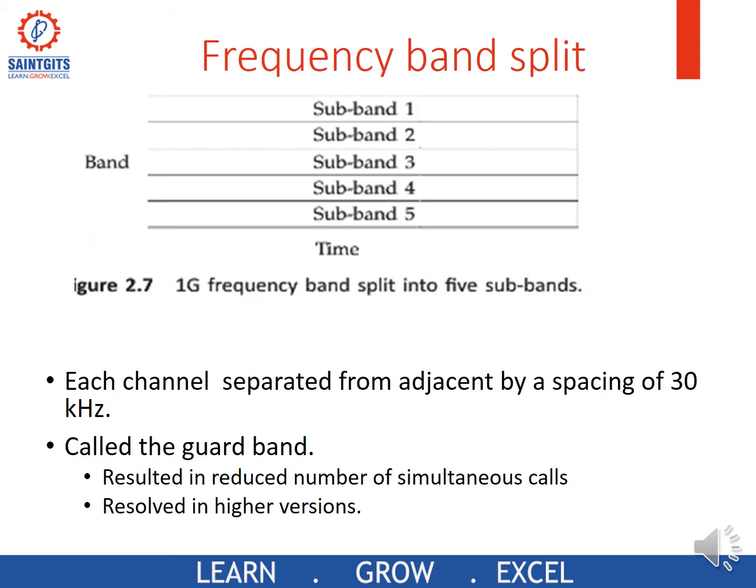In the figure you can see a 1G frequency band is split into 5 subbands. Each channel is separated from the adjacent channel by a spacing of 30 kHz. That spacing is known as a guard band. The use of guard bands was one of the causes of inefficient spectrum usage and resulted in a reduced number of simultaneous calls, and this problem was overcome in the subsequent generations of technologies.